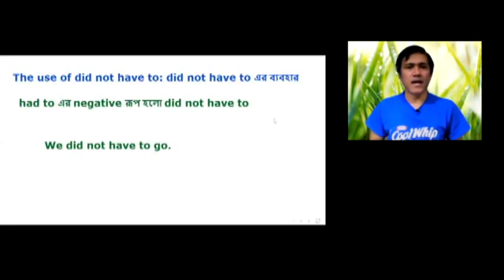Now we will learn the use of did not have to. Did not have to এর ব্যবহার আমরা এখন শিখব. Had to এর নেগেটিভ রূপ হলো did not have to. Like we did not have to go. আমাদের যাওয়ার প্রয়োজন হয়নি, দরকার হয়নি.